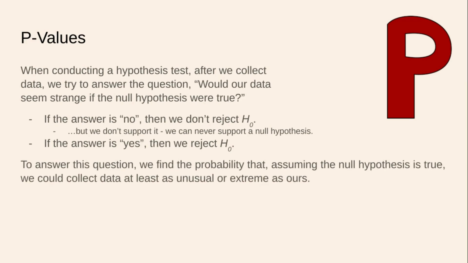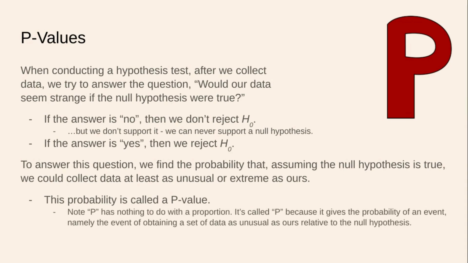To answer this question, we need a number. We need to find the probability that, assuming the null hypothesis is true, we could collect data at least as unusual or extreme as ours. And that probability is called a p-value. The p-value is the probability that, assuming the null hypothesis is true, we could collect data at least as unusual or extreme as ours.